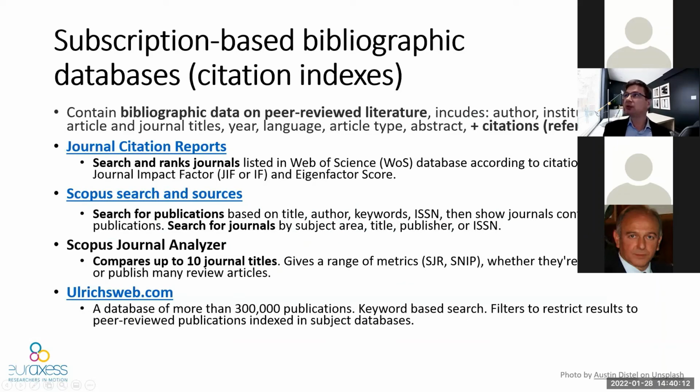So now let's go into details about some types of searches and databases. First, we have subscription-based bibliographic databases. They are very good places to search based on keywords. The most important one is Journal Citation Reports. Also, if you don't have a subscription to this, you may search for publications in Scopus. Also, we have Scopus Journal Analyzer and Ulrichsweb. They are very good places, but your institution has to be subscribed. If you have it, use it, please.